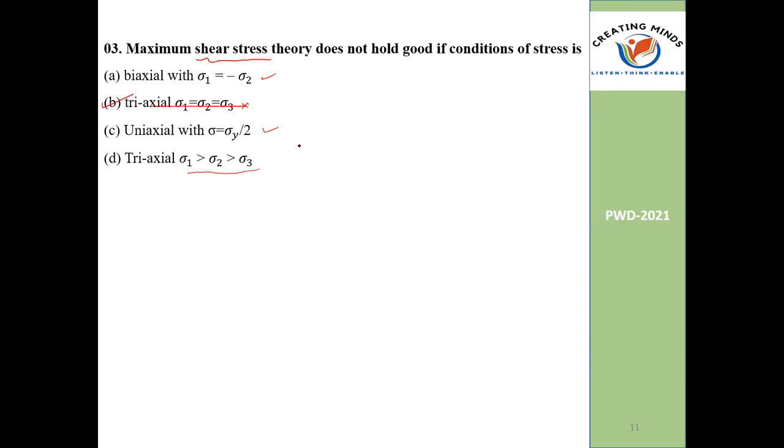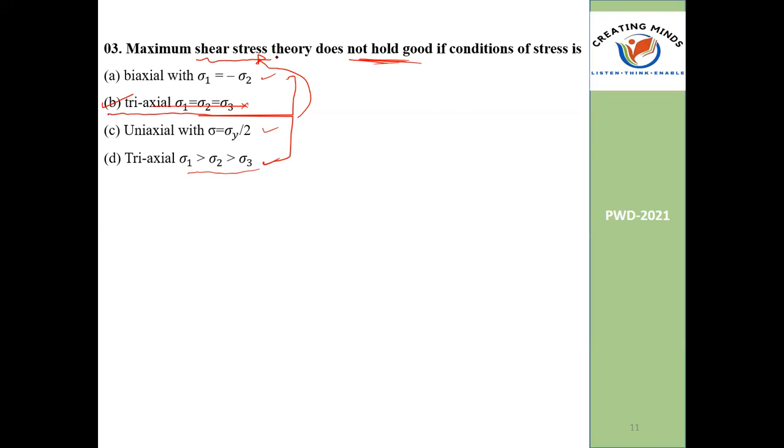Please keep in mind when you are solving that shear stress theory is not good with a triaxial state. In a triaxial state, especially if all direction stresses are equal, there is no meaning at all. Hence, shear stress theory does not hold good if the condition of stress is sigma 1 equals sigma 2 equals sigma 3, especially in a triaxial state. Clear? This is the wrong one, which means it does not hold good. The remaining three options will fit the maximum shear stress theory.